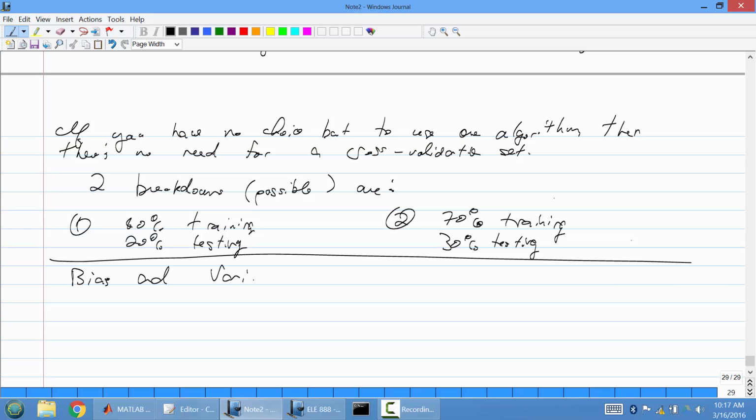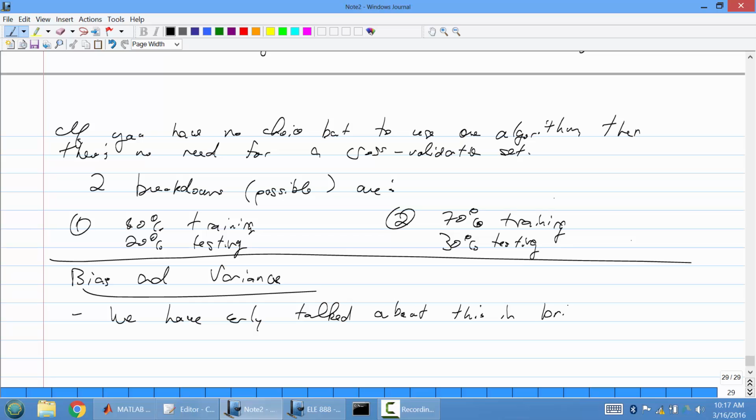We're going to talk about bias and variance next. Bias and variance I covered very lightly when we talked about logistic regression with overfitting and underfitting, but I'd like to give you a formal definition now. We have only talked about this in brief early in the course.